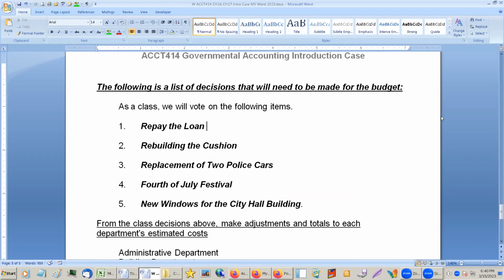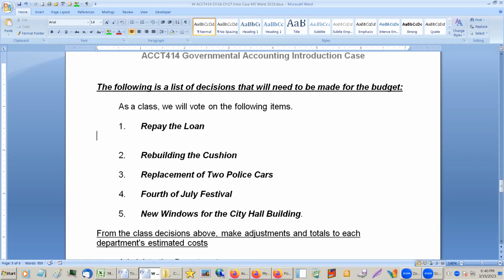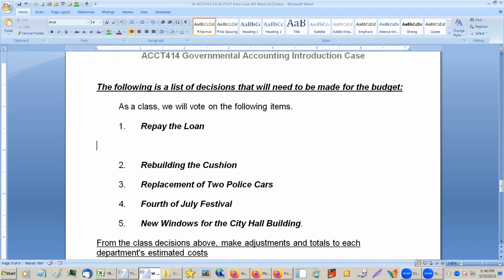Okay, so repaying the loan. Now, we could repay the loan at any rate. I don't mean interest rate, but I mean we could repay the principal. We could pay zero on it. We could repay $50,000, $100,000, $203,000, whatever it is. And so we should probably vote on it. Let me get some numbers in here to vote on. One of the options is to convert it into a 5-year loan. So I'll put that first.